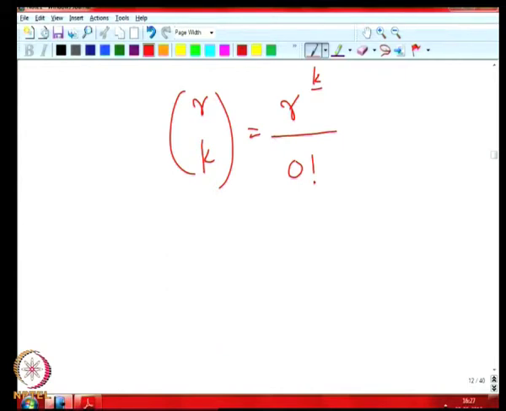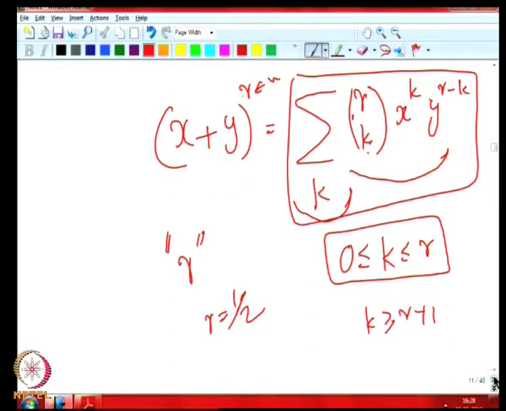So when r is not an integer, this falling factorial r into r minus 1 into... though it may start with a positive number and go down to a negative number, it will not go through 0, because we didn't start with an integer and we are subtracting 1, minus 1, minus 2, like that. So this will not be 0. Therefore, all of the terms will remain, and the sum is an infinite sum over all non-negative integers k, right?